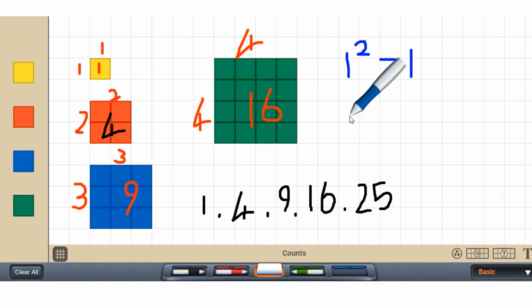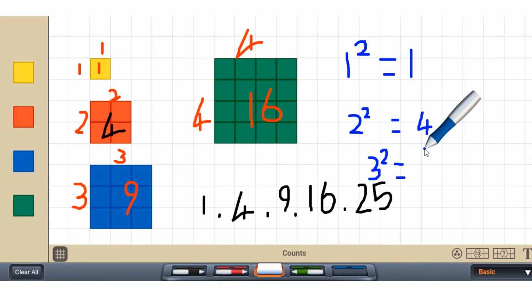And we use squared to show that we mean 1 times 1. So I could go 2 squared equals 4. And this little squared symbol here is just telling us that it's 2 times 2. 3 squared equals 9. We've got 3 times 3 equals 9. We would call that 3 squared.